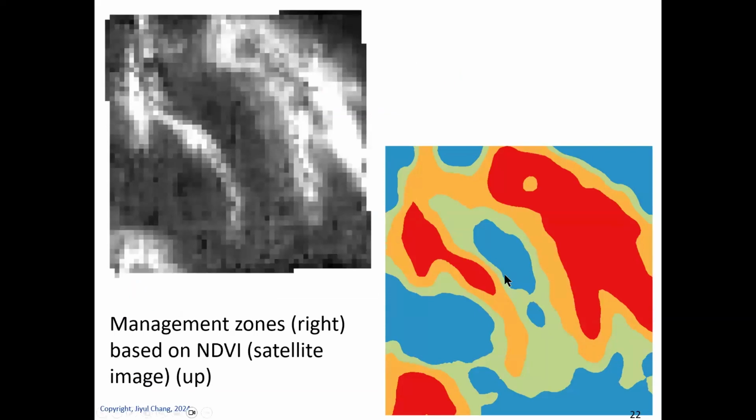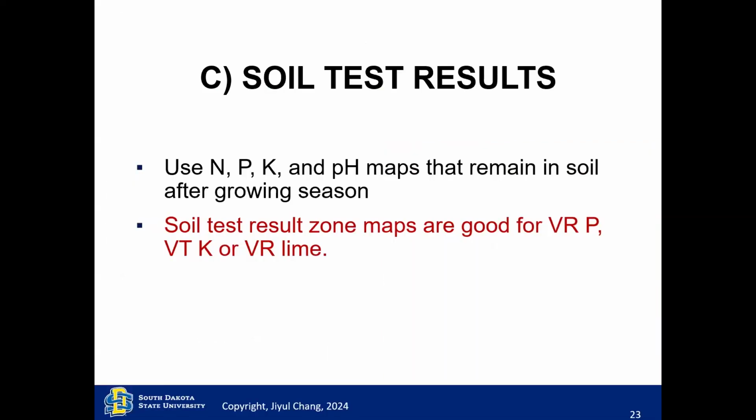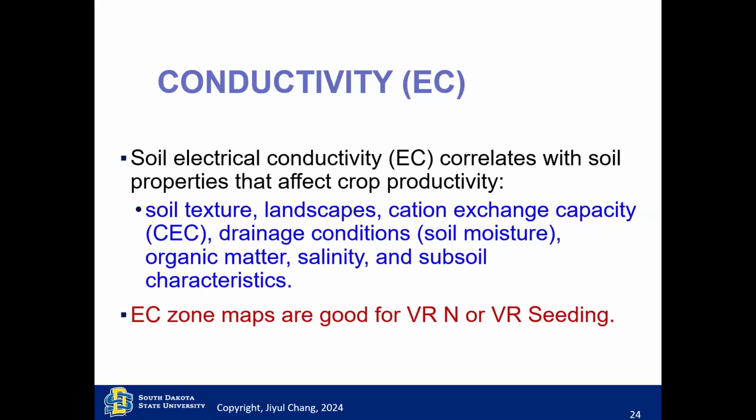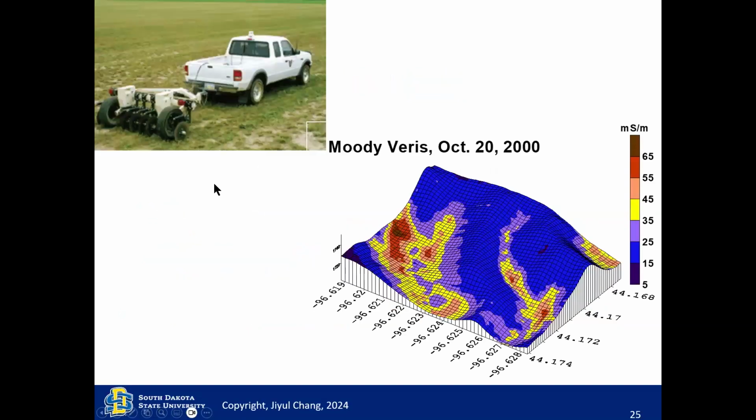So this is an NDVI map, and we can make the measurements on the map simply like this. Soil test results, from the nitrogen, phosphorus, potassium, and the pH data, we can make the variable rate phosphorus, potassium, and lime map. Especially the electrical conductivity. The electrical conductivity is highly related with soil texture, landscape, CEC, drainage conditions, and soil moisture. So it's very useful, and we scan the whole field using the various carts like that.